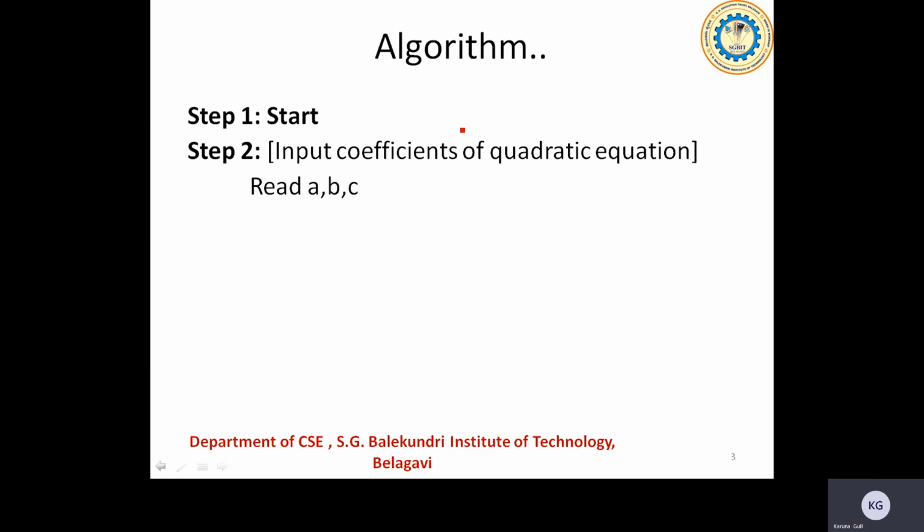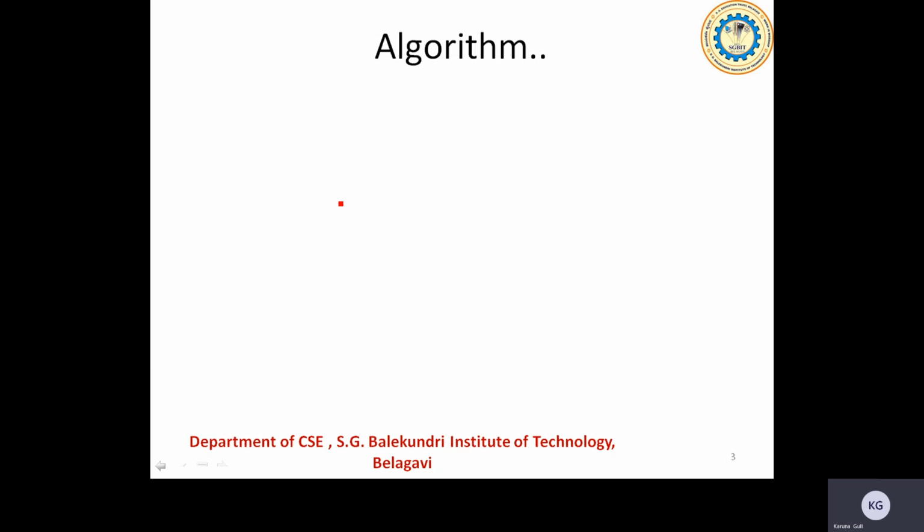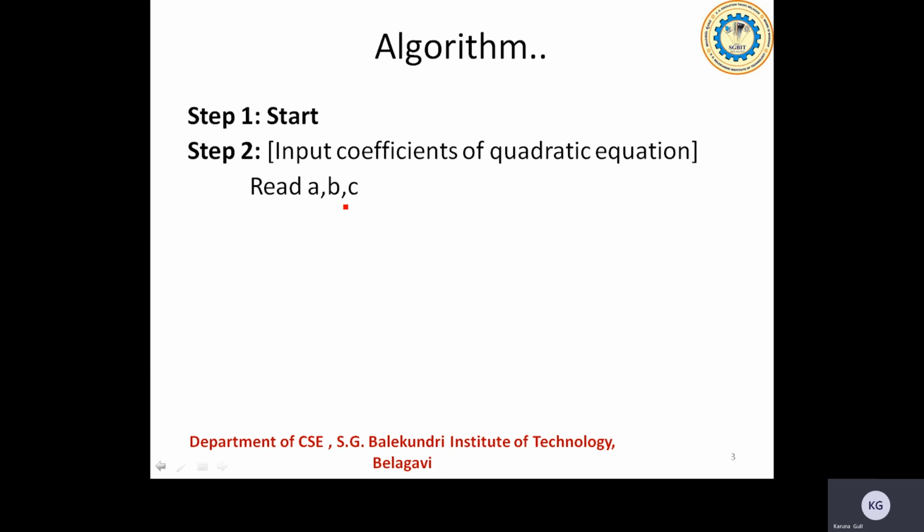Before we proceed, we need to take care of certain conditions. If the coefficient a exists, then only we say it is a quadratic equation. If a does not exist, it's not a quadratic equation, so there is no need to find the roots of that equation. There is no question of finding the roots.